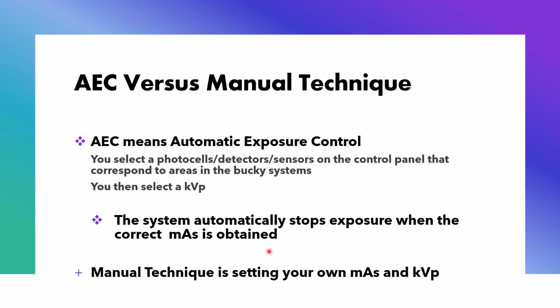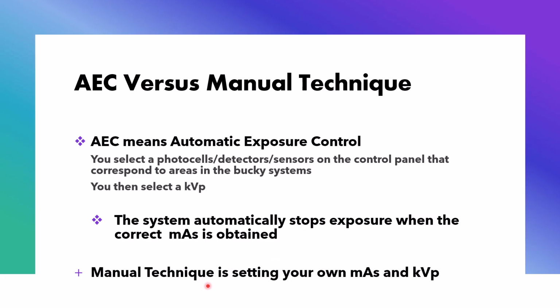If you talk of AEC versus manual technique, AEC means automatic exposure control. Basically what that does is we choose the photocell, and then based on the size of that patient, it determines the amount of radiation that enters the patient. The system automatically stops when a preset amount of radiation has reached the detector based on that body part. And so if you're a thick patient, it takes more radiation. If you're a thin patient, it takes less.